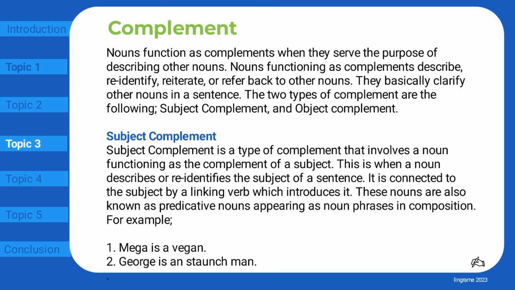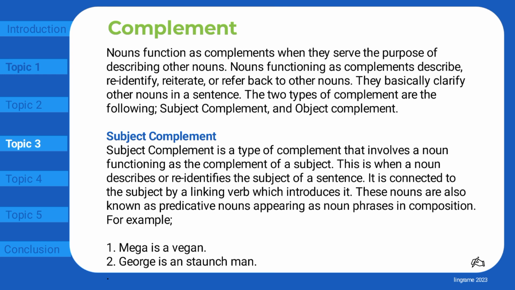Subject complement. Subject complement is a type of complement that involves a noun functioning as the complement of a subject. This is when a noun describes or re-identifies the subject of a sentence. It is connected to the subject by a linking verb which introduces it. These nouns are also known as predicative nouns, appearing as noun phrases in composition.